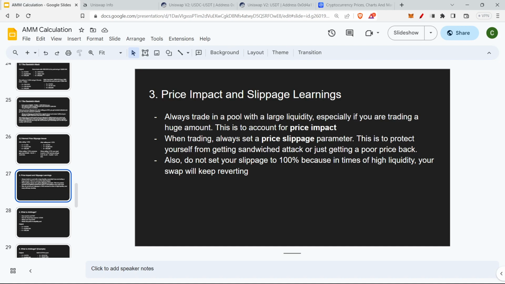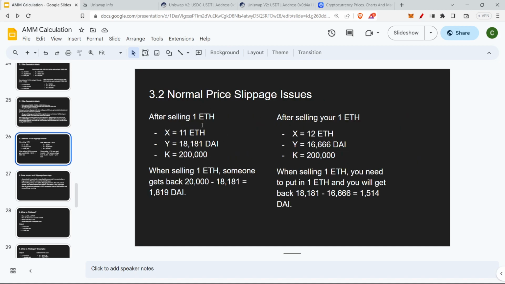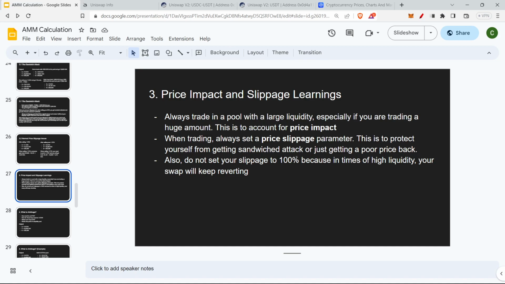When trading, always set a slippage parameter. This is to protect yourself from getting sandwich attacked or just getting a poor price back. Also, do not set your slippage to 100%, because if someone trades even a very small amount, like 0.0001 ETH, or if he just wants to buy one DAI worth of ETH, your swap will be reverted. So do not set your slippage to 100%, because in times of high liquidity or even normal liquidity, your swap will keep reverting.